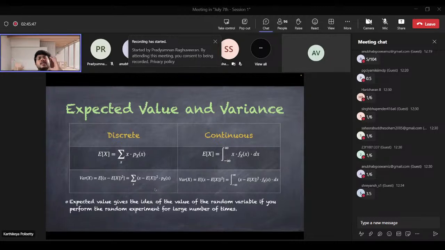So what does all this expected value and variance mean? Expected value gives the idea of the value of the random variable if you perform the random experiment a large number of times. So you keep on throwing the dice. Then if you take the average of all those values over a large number of trials, what will that average be? It is given by the expected value. Here x is the random variable, p capital X of x is the PMF, and fx of x is the probability density function.